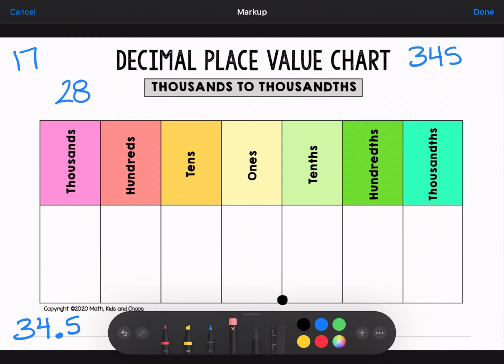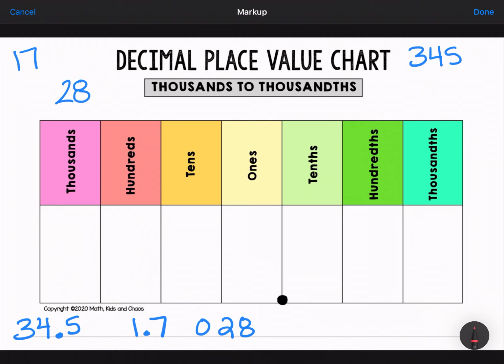Okay, let's do one last one there. Let's do the 2.8. Very similar. How many ones do you have? Nothing. How many tenths do you have? Well, I have 2 tenths. That's all I've got. How many hundredths do you have?